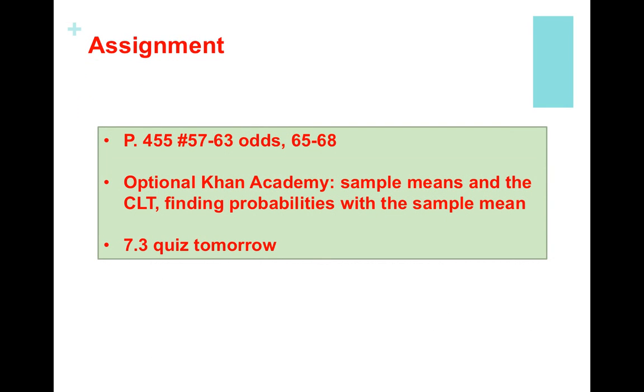So your assignment is to complete the bookwork. There is an optional Khan Academy on sample means and the sampling distribution and the CLT. And then you guys will have a 7.3 quiz, not tomorrow because today is Friday, so we'll say on Monday. And for that 7.3 quiz, I would say expect a 4-step problem.